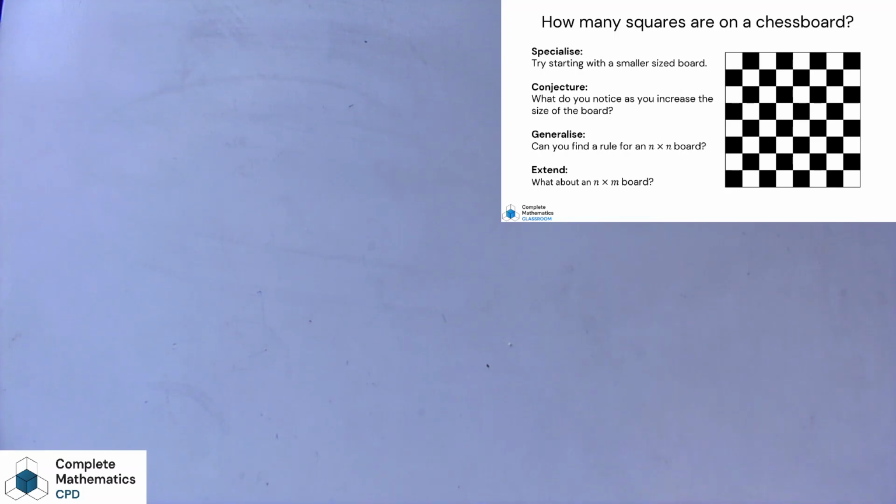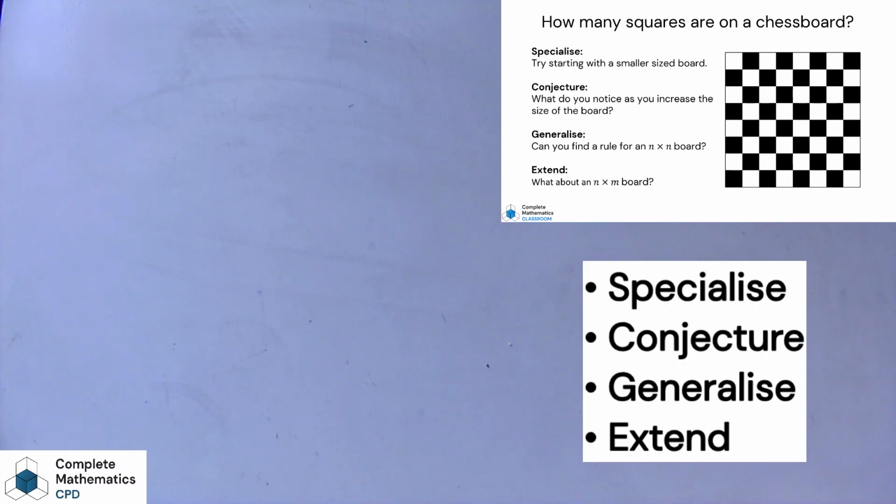So this task is from the Thinking Mathematically book, and I first came across it at a CPD session from Mark actually. And it struck me because it's such a perfect example of how specialising, conjecturing, generalising and then extending can be applied to problems. And this problem works absolutely perfectly for it.